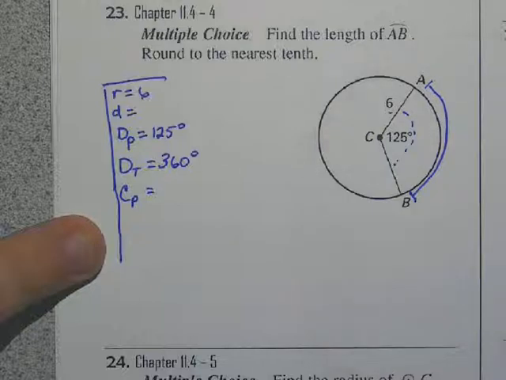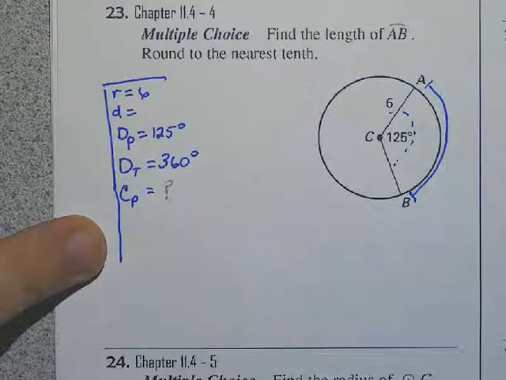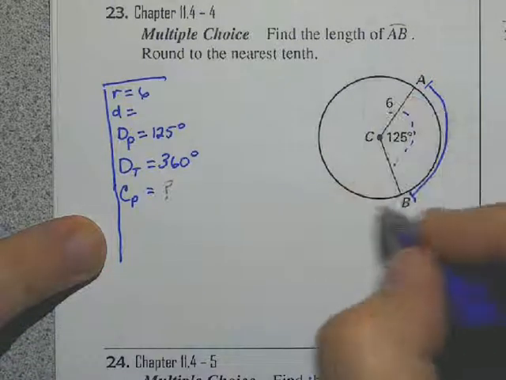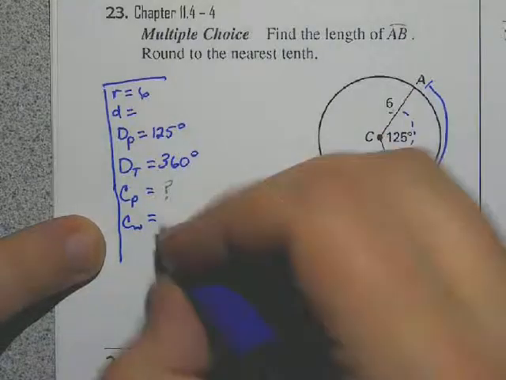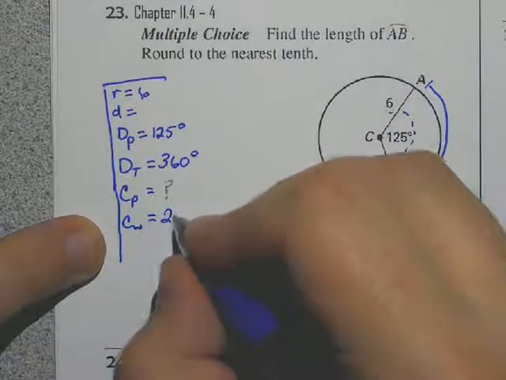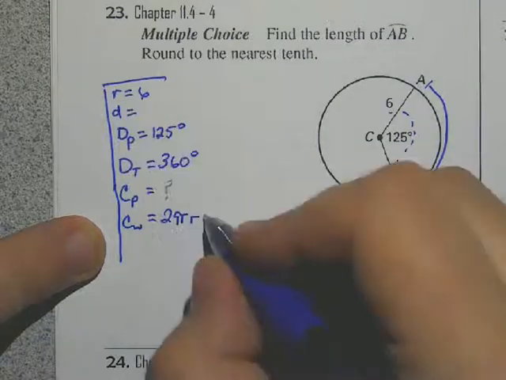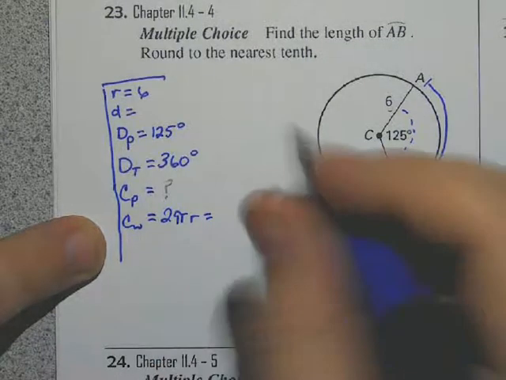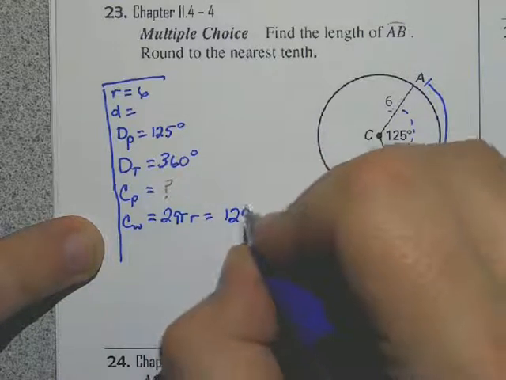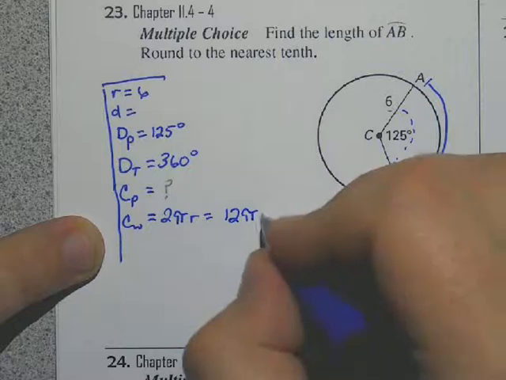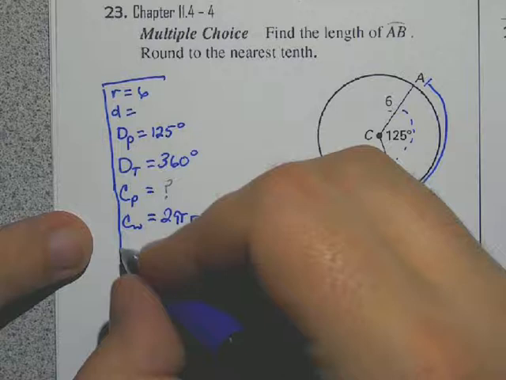Okay, so arc length is the partial circumference, and that is the unknown in this case. We don't know that. We want to know that. And then what is the total, the whole circumference? That's going to be 2 pi r. We don't know what it is, but we can find it with 2 pi r by plugging in 6 for r. And this is going to be 2 times pi times 6, which is 12 pi units. Okay, good. And so I think we've got enough.